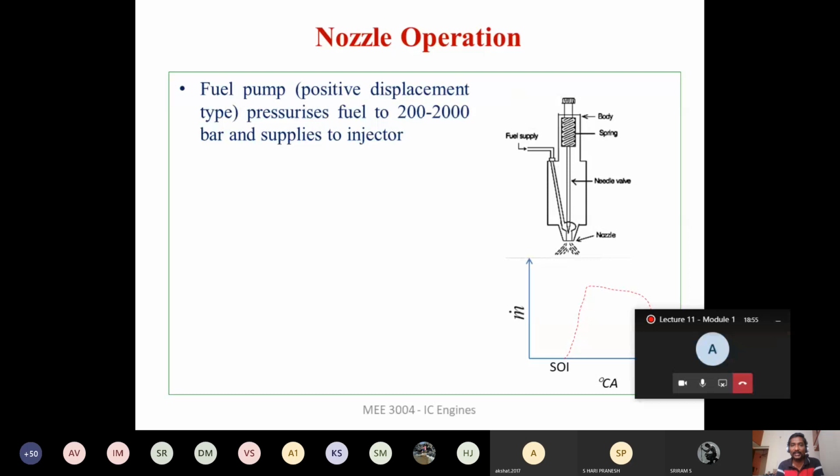So now coming to the nozzle operation, how does this nozzle operate? The fuel from the fuel tank is going to pass through the fuel supply pump, and then through the fuel oil filter. Then it comes to the fuel injection pump, which is a high pressure pump. The pressure is going to be increased to something around 200 to 2000 bar, right?